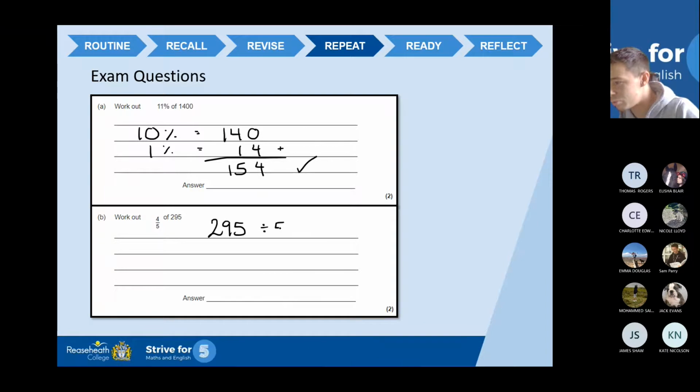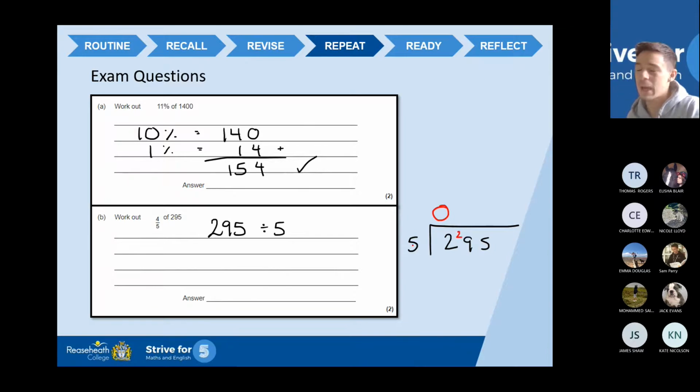Now, we're going to use this non-calculator style. Are you ready? Bus stop method. 295 divided by 5. Let's change the colour of a pen. Let's make it stand out. All right? How many 5s go into 2? 0. Carry the 2 across. How many 5s go into 29? Well, 5 of them go in, and there's a remainder of 4. Then my final question, how many 5s into 45? That is 9. So I've got 59 for that.